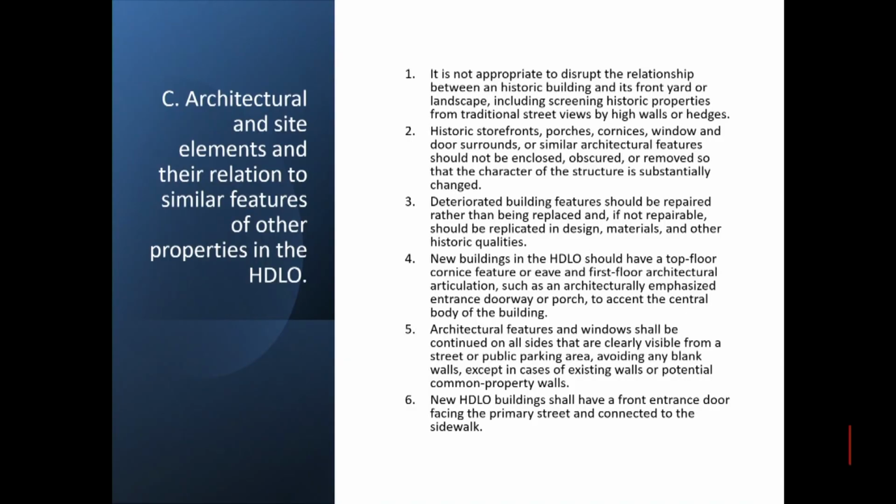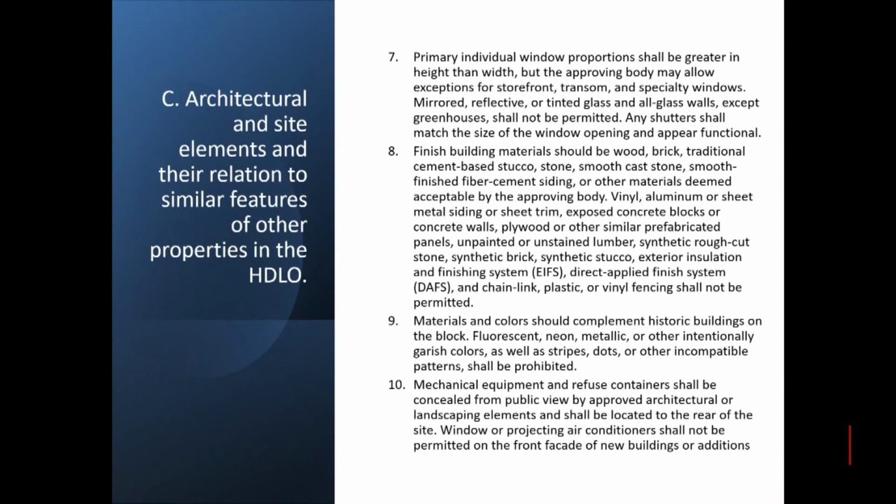Number 5 is that architectural features and windows shall be continued on all sides that are clearly visible from the street or public parking area, avoiding any blank walls except in cases of existing walls or potential common property walls. And then new HDLO buildings shall have a front entrance door facing the primary street and connected to the sidewalk. Oh, sorry, this goes on to 10. This is the long section, yeah.